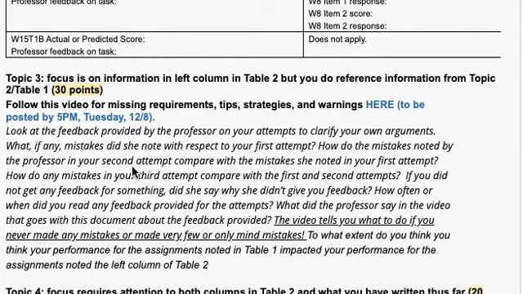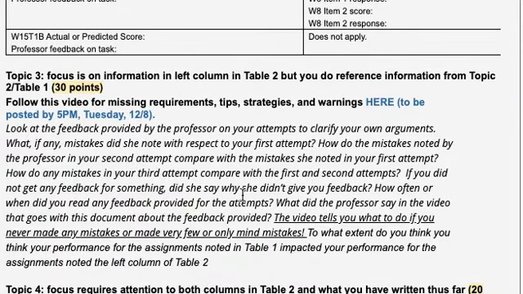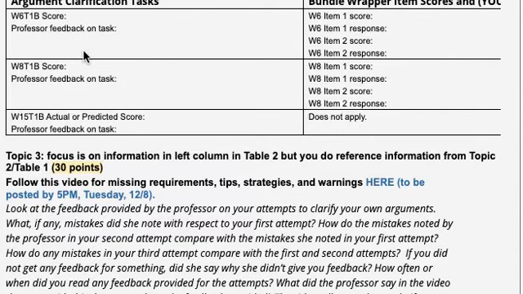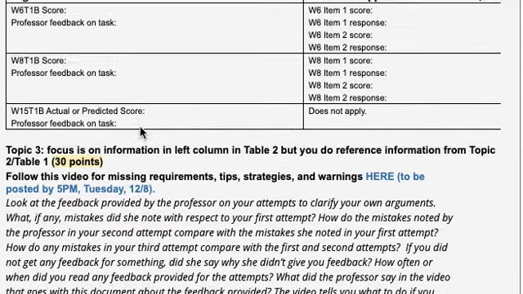Then, if you did not get any feedback for something, did she say she didn't give you feedback? I commented on that already, more or less. Now here's a very important question: how often and when did you read any feedback provided for the attempts? When you did this right here, did you first look at the feedback here? If so, how many times did you look at it? Did you look at the feedback only when you noticed that you had a score and wanted to see what I had to say? Did you make sure you looked at the feedback before submitting this? And so on. Be specific.